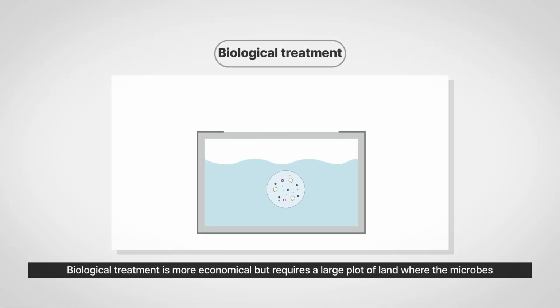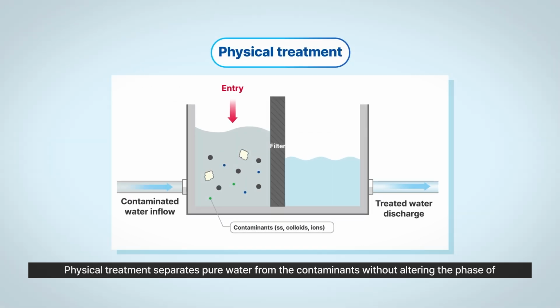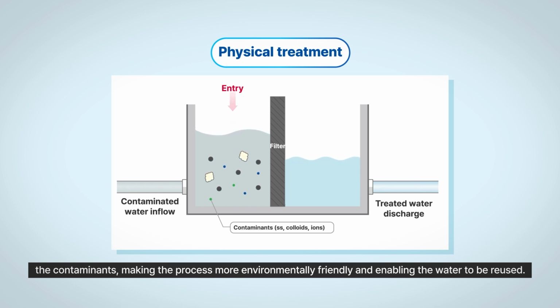Biological treatment is more economical, but requires a large plot of land where the microbes need to decompose the contaminants over a long period of time, generating greenhouse gases and foul odor. Physical treatment separates pure water from the contaminants without altering the phase of the contaminants, making the process more environmentally friendly and enabling the water to be reused.